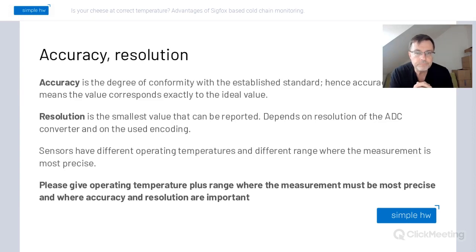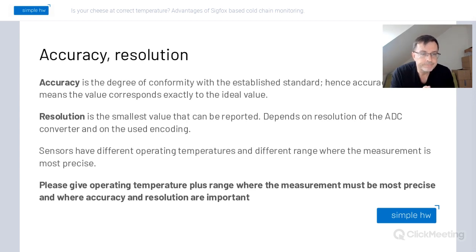The resolution is dependent on the analog digital converter, but it's also dependent on the used encoding. So for instance, in our case, we have accuracy of half a degree and we have a resolution of half a degree in SimplePack and Simple Industry because we are using 1-byte encoding for the temperature. In case the resolution would need to be higher, we can do high resolution for specific cases, but then we would need to use 2 bytes for the encoding of the temperature, which is doable. It's just a firmware fix.